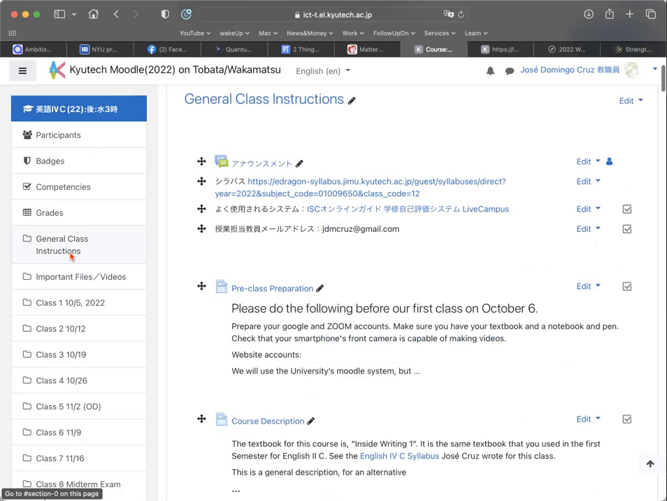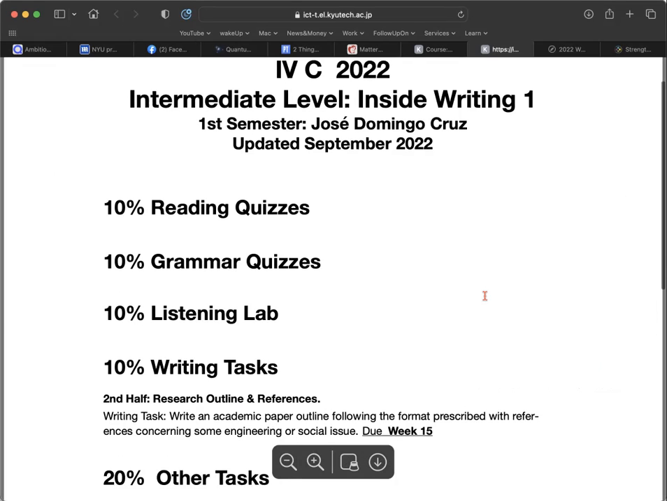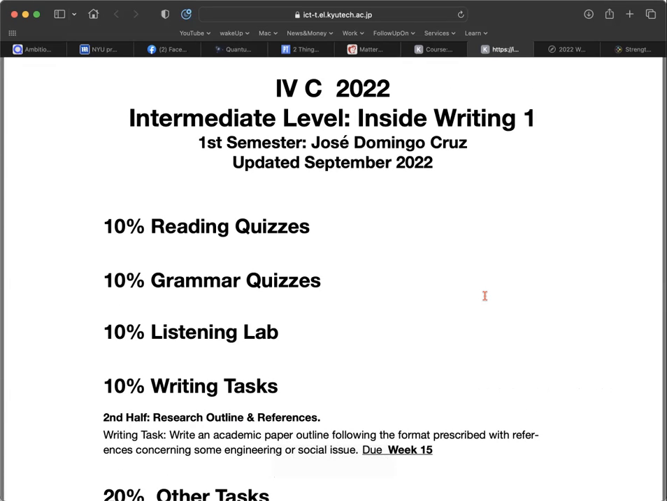The next section after the general class instructions is here, important files. Now, as we go through the class, we're going to be looking at all of these files, but there were two files that I want you to pay attention to most. Number one is the syllabus. So I want to show you the general division of percentages for the class. So if you click on this, you're going to go to this. The syllabus for this class is listed up here.